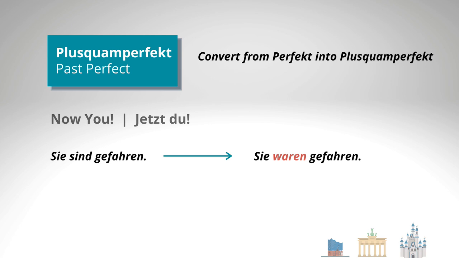As we just learned, we do this by adapting the Hilfsverb. The Partizip 2, so in this case gefahren, stays exactly the same. What we need to do is use the Präteritum form of our Hilfsverb. Sind comes from the verb to be, and it's actually the third person plural. So what we need now is the third person plural in the Präteritum of sein, and that's waren. Sie waren. So the sentence Sie sind gefahren in the Plusquamperfekt would be Sie waren gefahren. Got that? Good. Then now you're on your own.